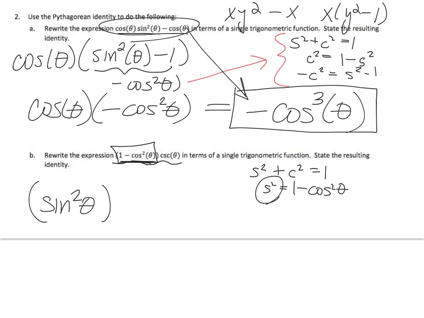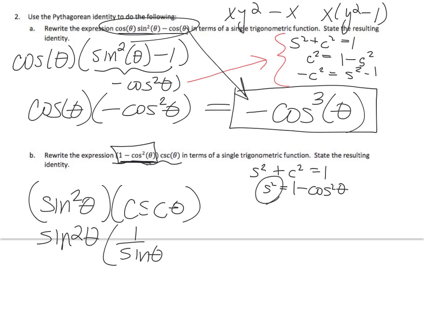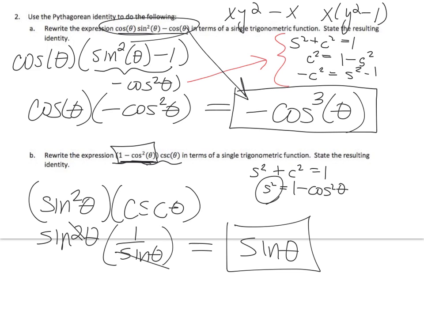Sine squared theta times cosecant theta. And what is cosecant? Cosecant is really 1 over sine, right? So I have sine squared theta times 1 over sine theta. This cancels and my squared cancels, so I'm left with just plain old sine theta. That was fun.